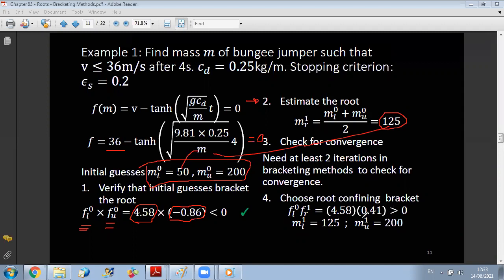Okay, I get that f at 125 is positive. So if I compare, f of the lower bound is positive, and f of the root is positive. So of course the root is not between the lower bound and the root. It's between the root and the upper bound. So I can be sure now that my mass will be between 125 and 200. So my new interval, instead of the lower bound, will be replaced by 125. So I will put 125 instead of 50. And the upper bound will remain as it is.